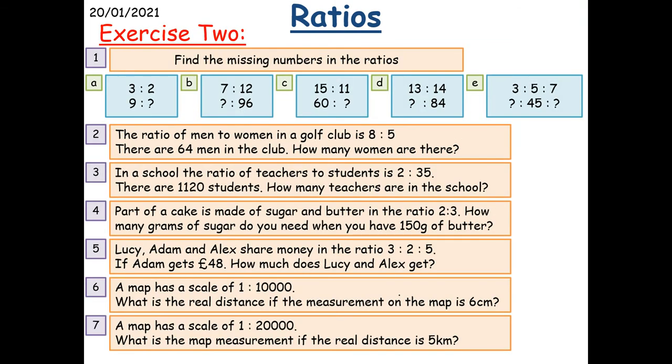Now pause this video and have a look at these questions. Right, let's go through these answers. So 1A was 9 to 6, B was 56 to 96, C was 60 to 44, D was 78 to 84, and E was 27 to 45 to 63. This one, you have to work out what you multiply 5 by to get to 45. You multiply it by 9, so then you have to do 3 times 9 and then 7 times 9 to give you that answer. Question 2 was 40 women.